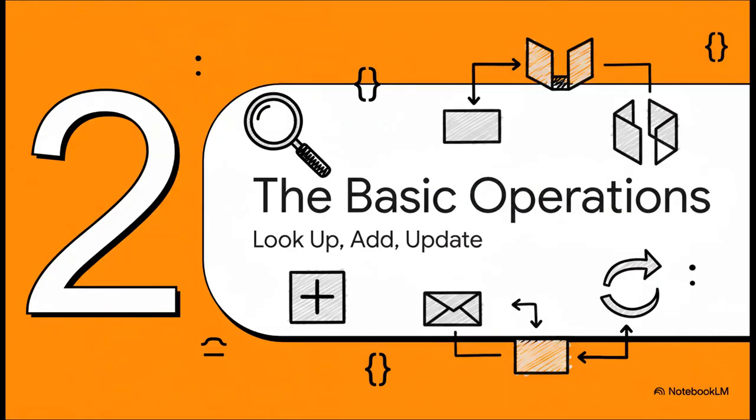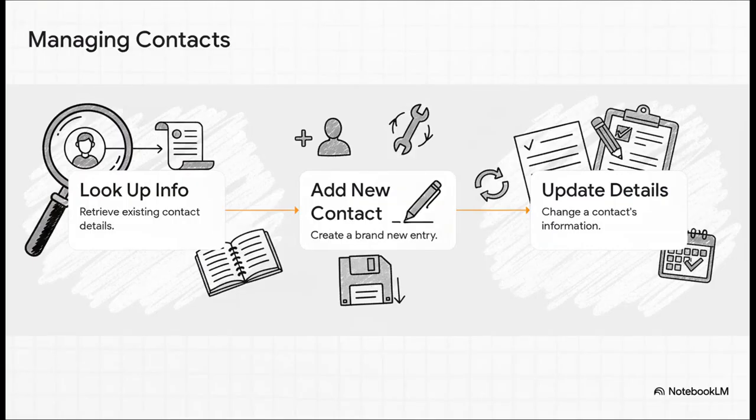All right, so now that we know what a dictionary is, let's get into the three most basic things you'll be doing with them all the time. And we're going to stick with our contact list idea. First, you need to be able to look someone's info up, right? Second, you'll need to add new people to the list. And third, people change their numbers, so you'll definitely need to update their details.